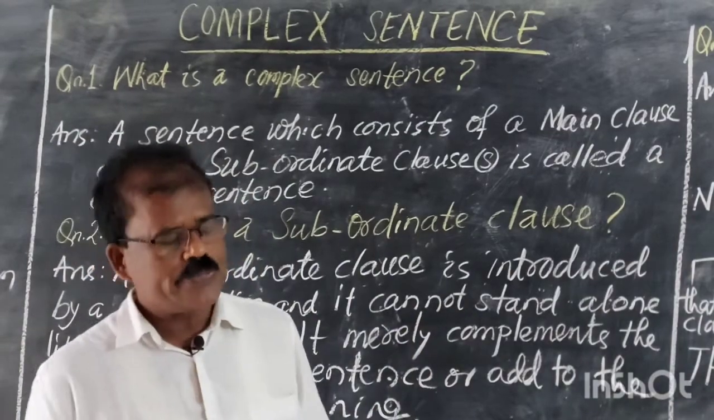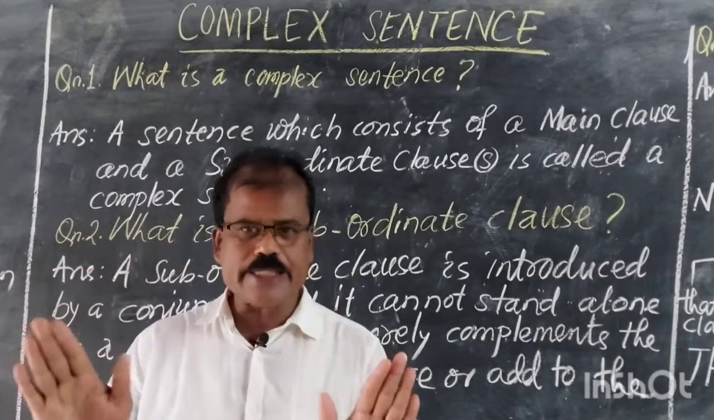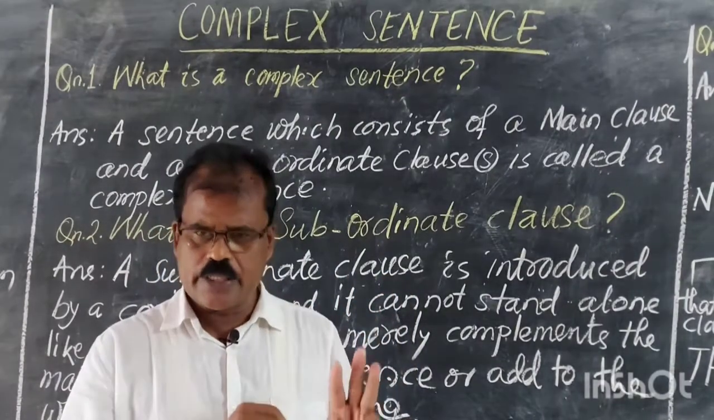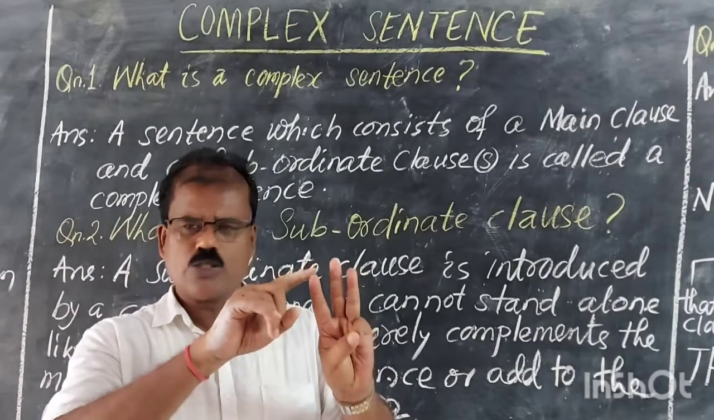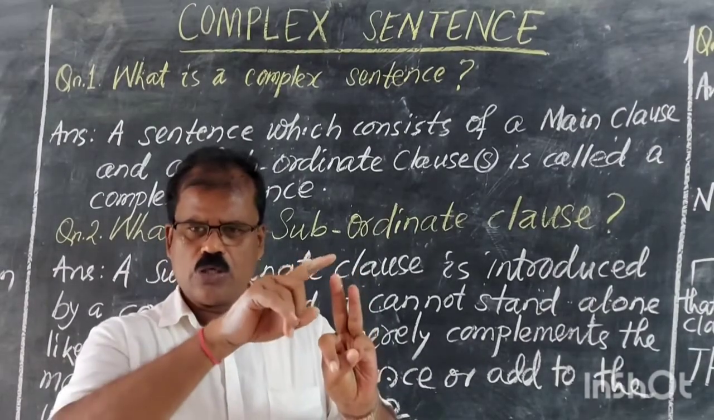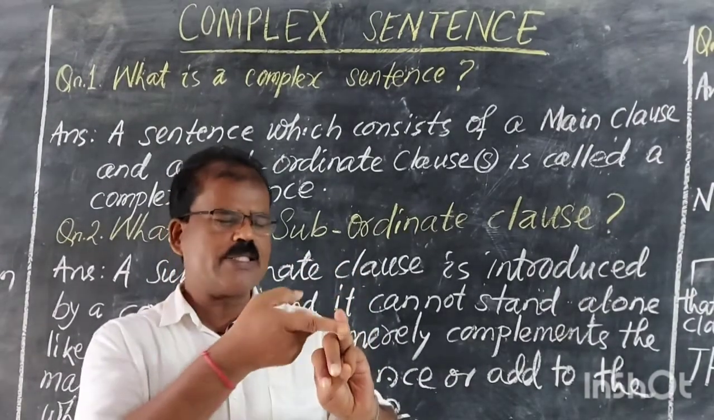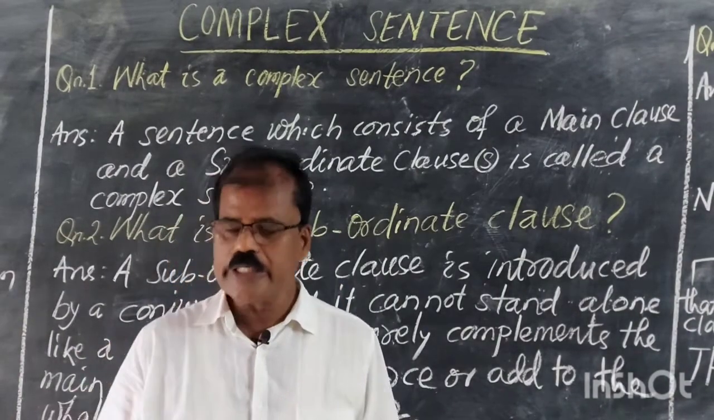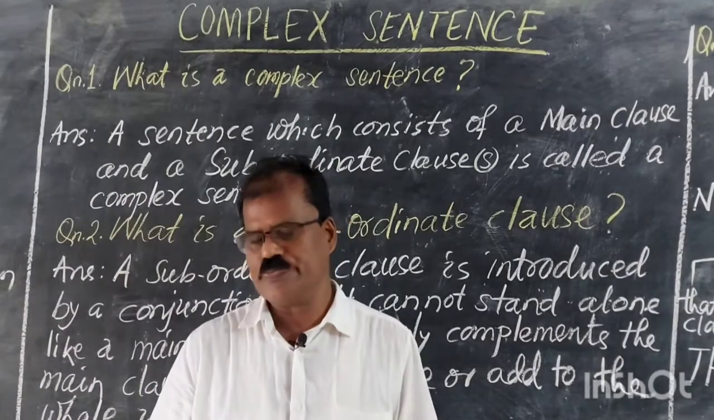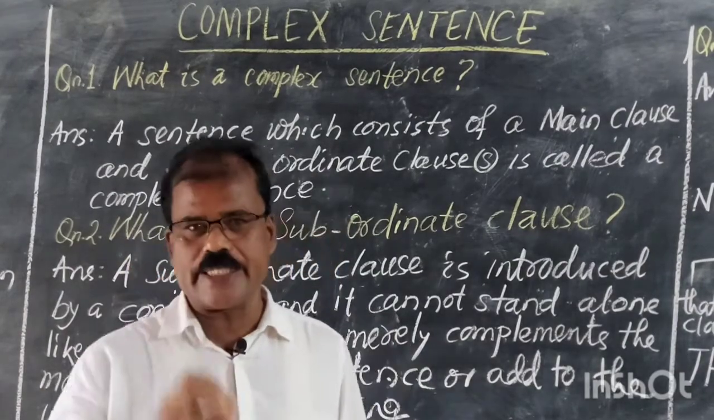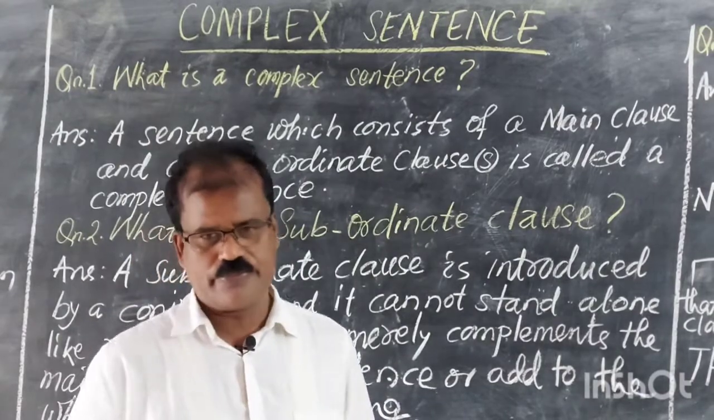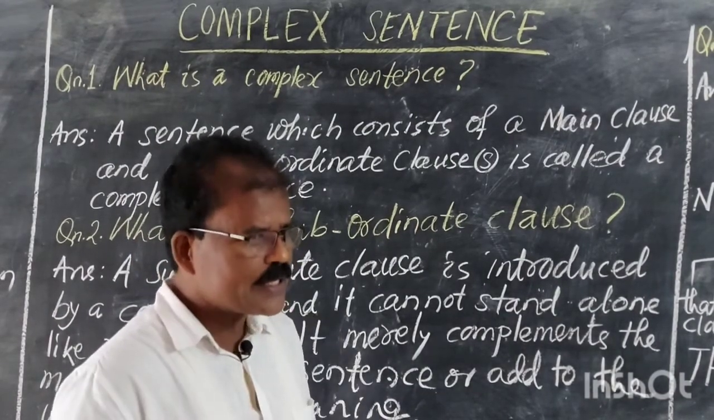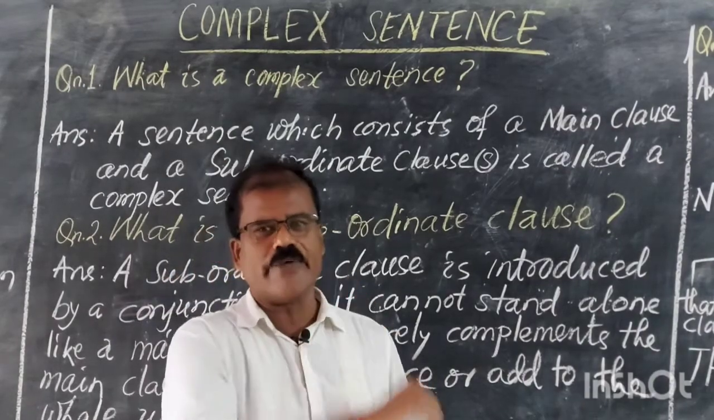As you know, sentences are of three types: simple, compound and complex. If a sentence is not simple or compound, that means that sentence is complex. But actually we need to know the complex sentence and its structure. So now the question arises, what is a complex sentence? Look at the definition.